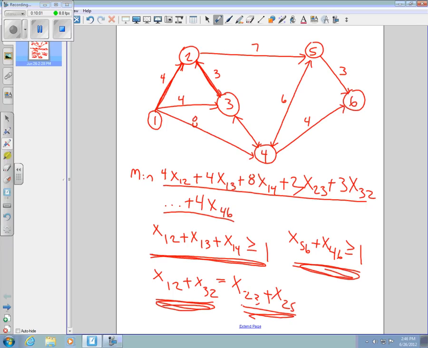Do something very similar with node 5: X25 plus X45 equals X54 plus X56. I'm sorry, X56 rather than X53. Okay? It's just that simple. And that's the shortest route problem, and we'll wrap it up right there.